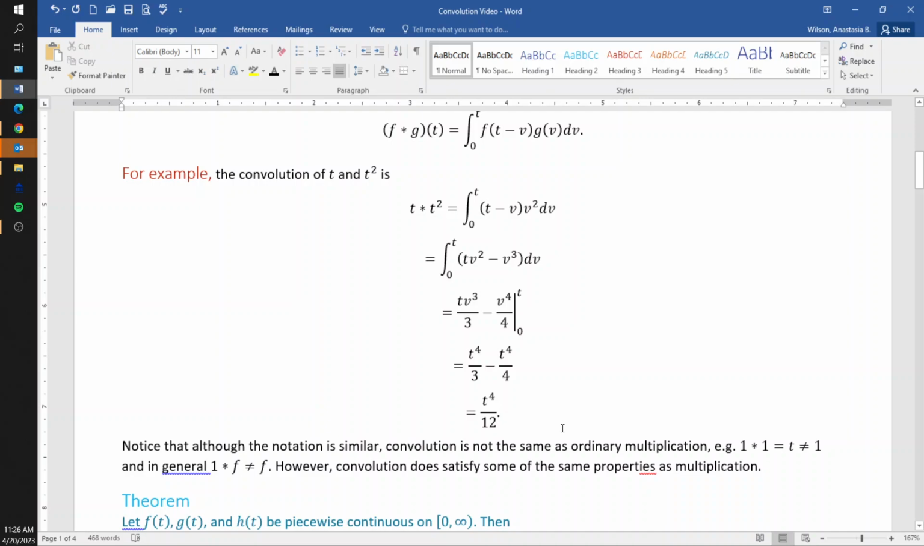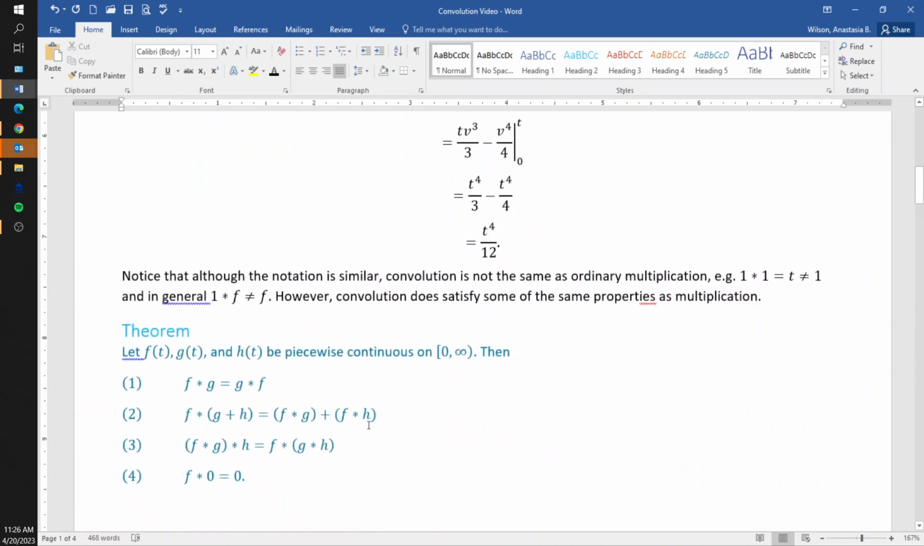So one thing to notice here is that convolution, although it is somewhat a multiplication, it is not the same as just ordinary multiplication. So 1 convoluted with 1, or 1 star 1, is equal to t, which is not just equal to 1. And in general, 1 star f for some function f is not just equal to f. So it doesn't satisfy all properties of multiplication, although it does satisfy some.